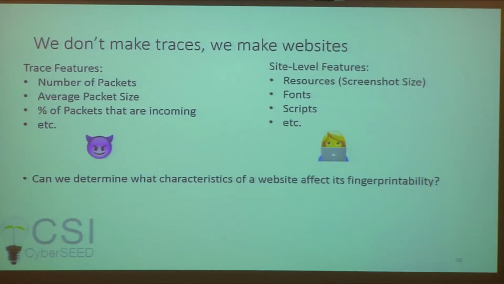our web developer over there has access to some high-level features. So like the number of resources, the number of fonts and what they are, the number of scripts that are used, etc. We use screenshot size as a nice proxy for the number of resources as well, because it gets across things like how many images there are very nicely. And so we want to know, as a hidden service, again, can we determine what characteristics of our web page, or hidden service web pages in general, are affecting their fingerprintability?